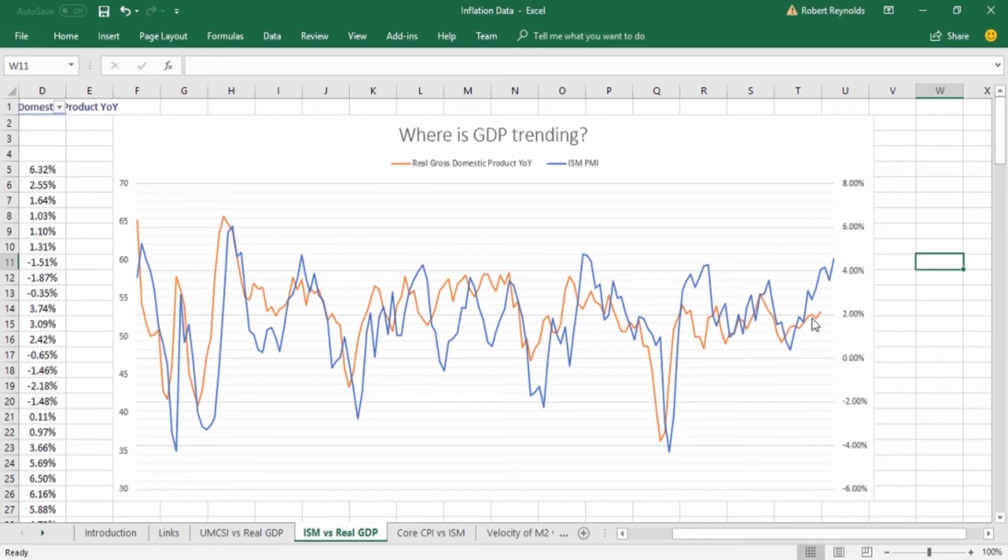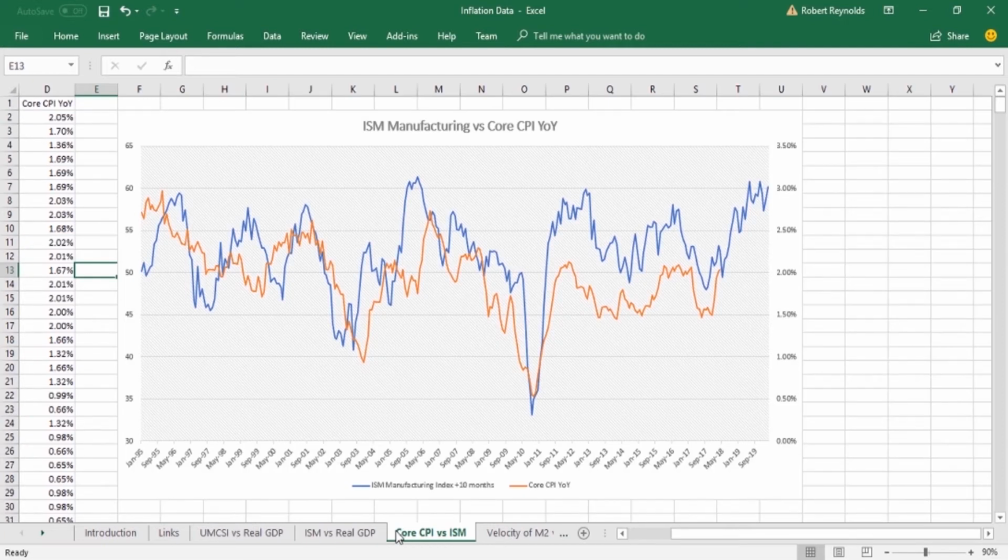So this tells us what's going to happen with GDP over the next quarter. So if we have negative GDP growth over 2 quarters, we're in a recession. So that is the ISM PMIs. Next, let's look at inflation.